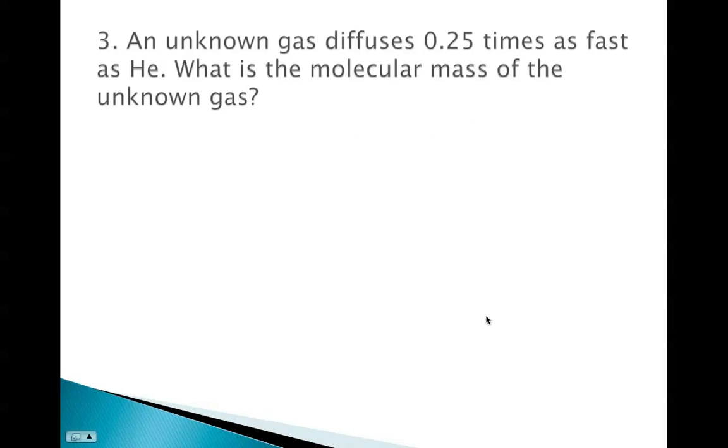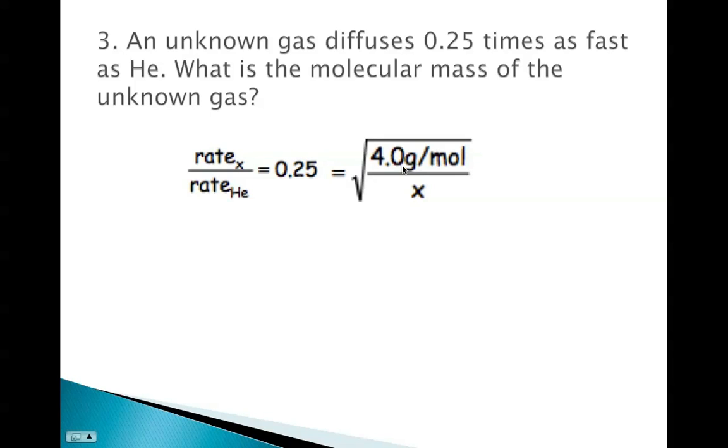Number 3, we have an unknown gas that diffuses 0.25 times as fast as helium. What's the molecular mass of the unknown gas? So we're going to use our equation, but what I'm going to first do is say that the rate of x over the rate of He is equal to 0.25. You could think of this as 1 over 4, which is kind of how I would tend to set this up. Then I'm going to set that equal to the square root of helium over our missing molecular mass. Then what you'd have to do mathematically is square each side to get rid of the square root, and then by cross multiplying and dividing, we get our final answer of 64 grams per mole.